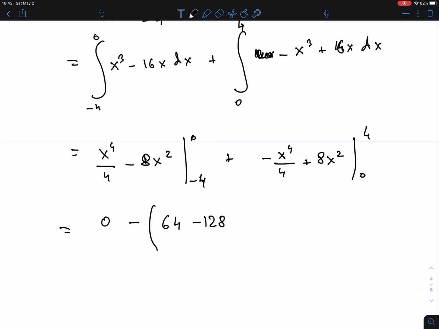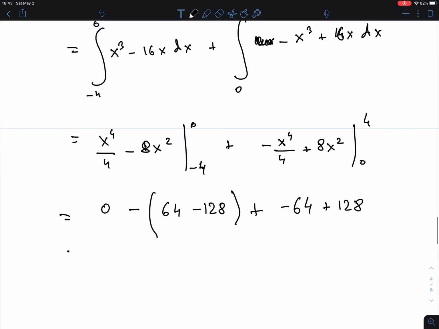Okay. Plus, now I'm plugging in 4. I get minus 64 again, the number is again the same. Plus 16 times 8 is 128. So what I get is, be careful with all the negative signs, negative 64 twice, so minus 128, and plus 128 twice, so plus 256, so the whole thing is just 128.